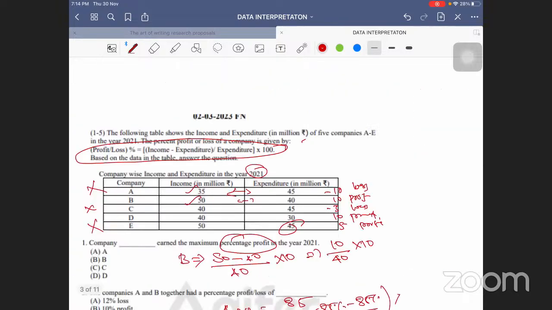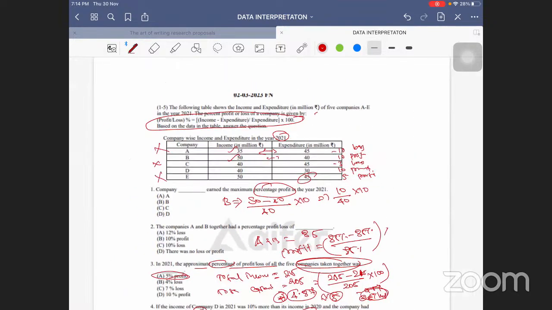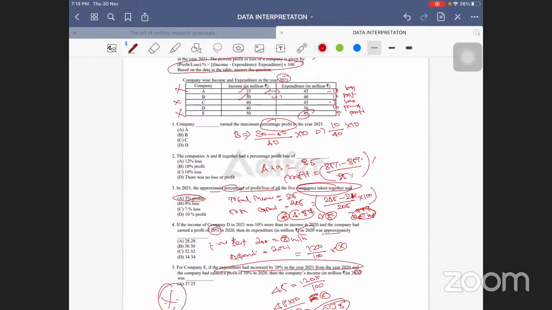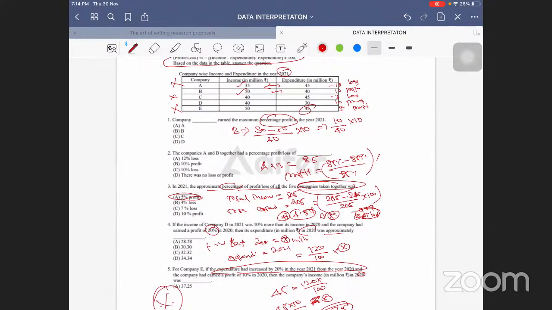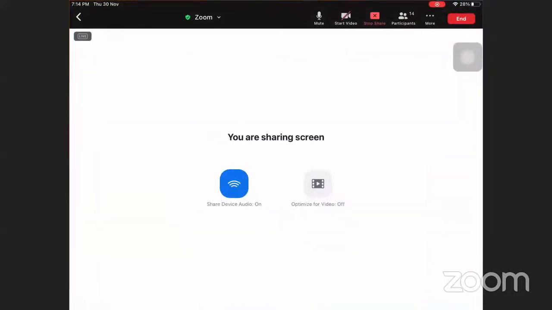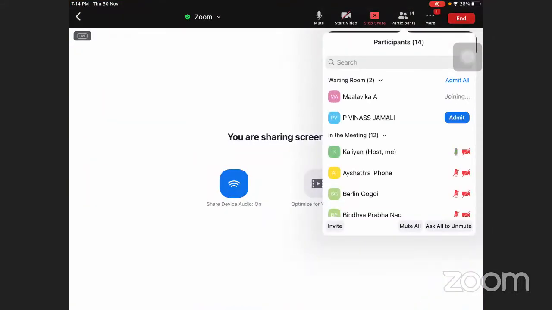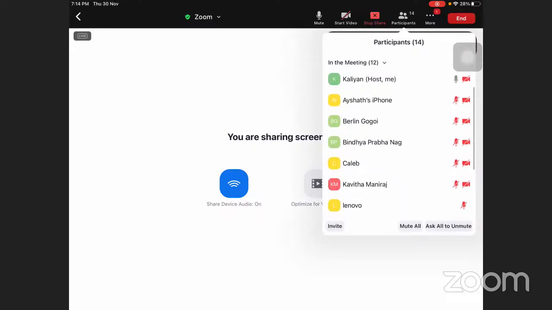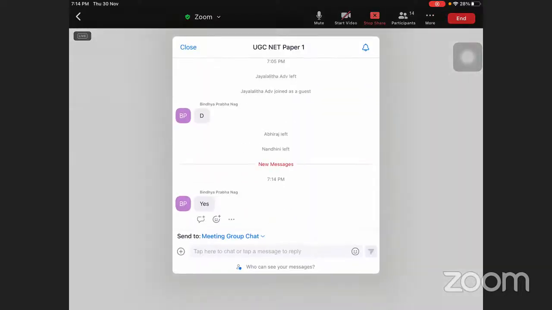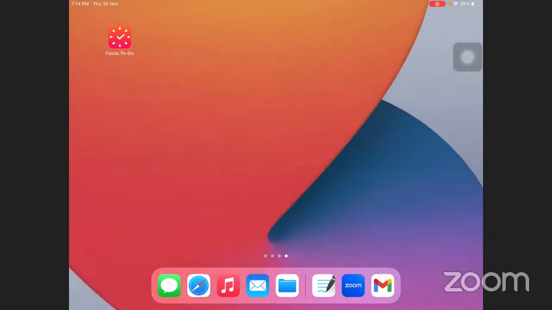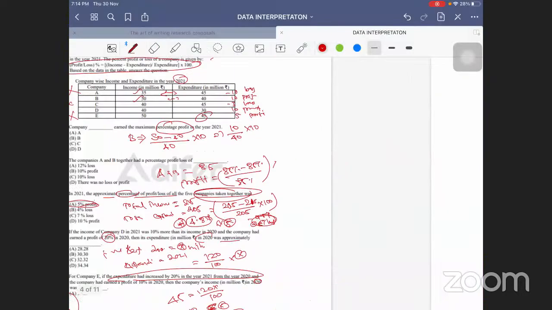The other 4 sums, did everybody understand how to clear them? No response. Okay, so Bindya says it's okay. So I'm going to the next problem.